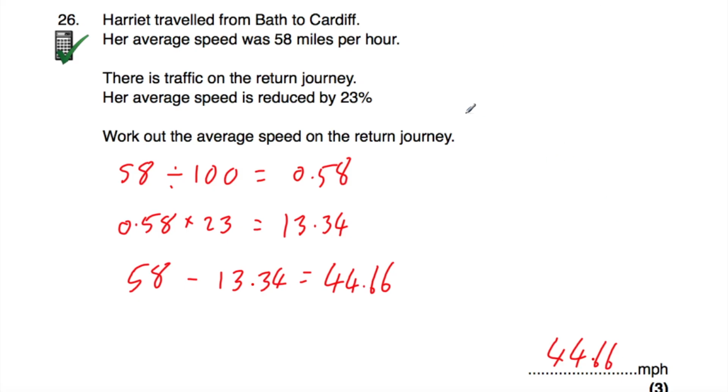Now there is another approach to this question, and that's to use multipliers. If something's reduced by 23%, well, if you've got 100% and you reduce it by 23%, you're left with 77%. So we're going to multiply by 0.77. So 58 multiplied by 0.77 is equal to 44.66 miles per hour. And that's it. Okay, let's look at our next question.